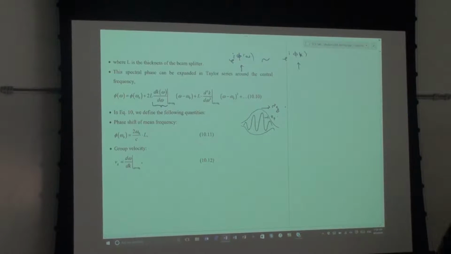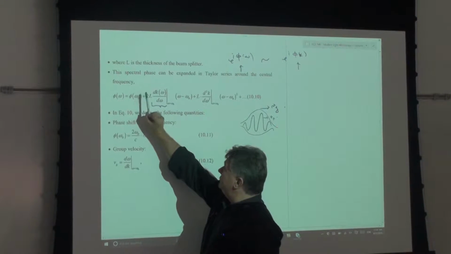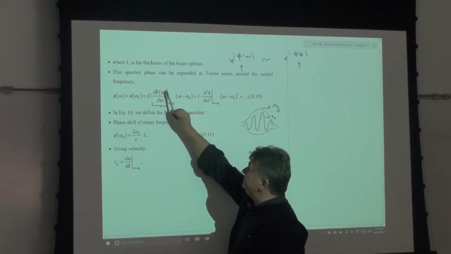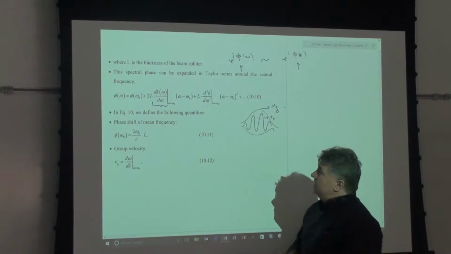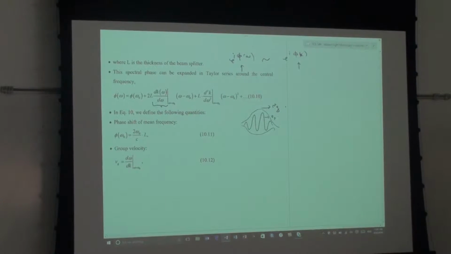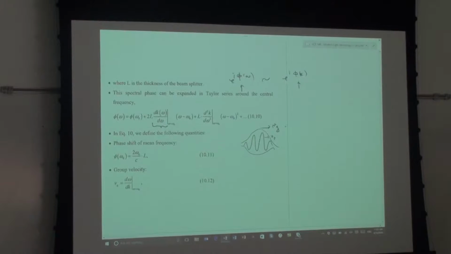Let's go to the expansion right here. So I'm expanding around the mean frequency omega naught. So this is the 0th order term. The first order term is dk over d omega, because phi has k in it, right? Where is phi? This one. So because phi of omega is 2 times, because it goes back and forth, right? k of omega L, and this is basically n of omega times omega over c. Keep that in mind.